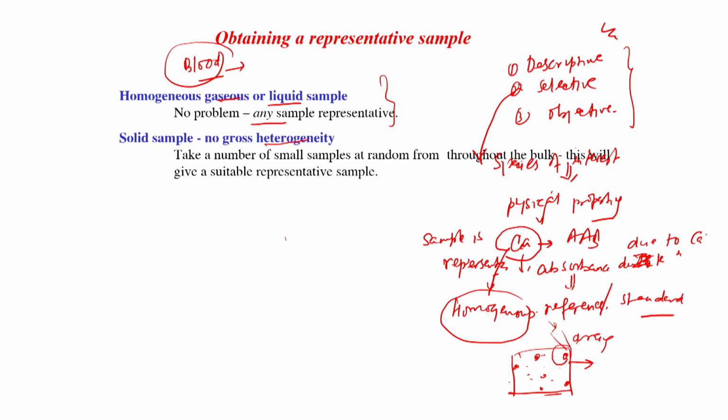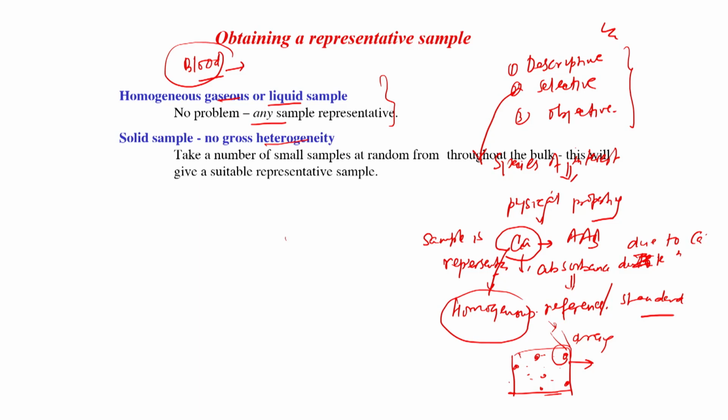This can be taken from this place, or here, or here, or even in your chest, or your thighs, or your legs. Anywhere the blood veins are, you can collect the sample, because the blood is supposed to be homogeneous. But for example, if you have to test your brain activity, then you have to collect samples from here.